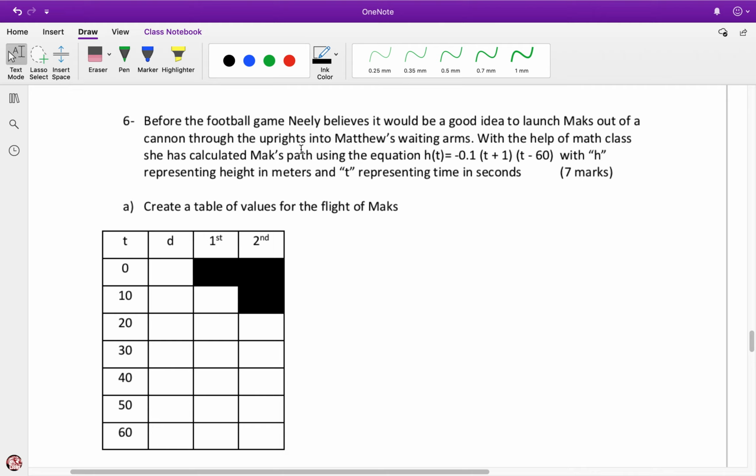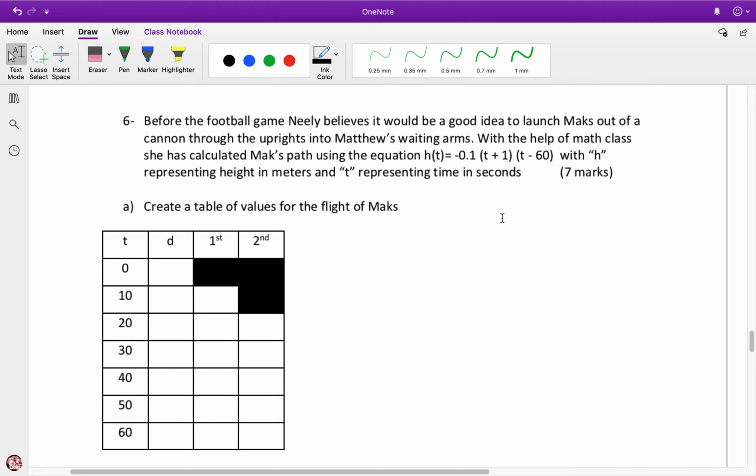Alright, so before a football game, a good idea would be to launch Max out of a cannon through the uprights. Okay. So I gave you a table of values here, so all you're going to do is plug the t values into the equation to get what's happening here.